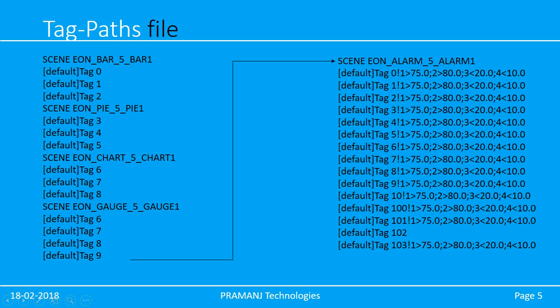So basically, the fully qualified tag path is defined here, and these are the alarm limits. This defines that the status of this tag is in state 1 if it is greater than 75, state 2 if it is greater than 80, state 3 if it is less than 20, and state 4 if it is less than 10. So the alarm limits can be defined for all the tags. If some tags don't have an alarm limit, then it can be just left blank, as in this case.